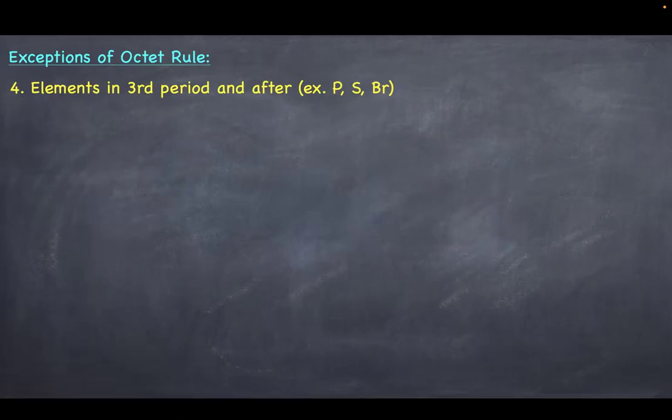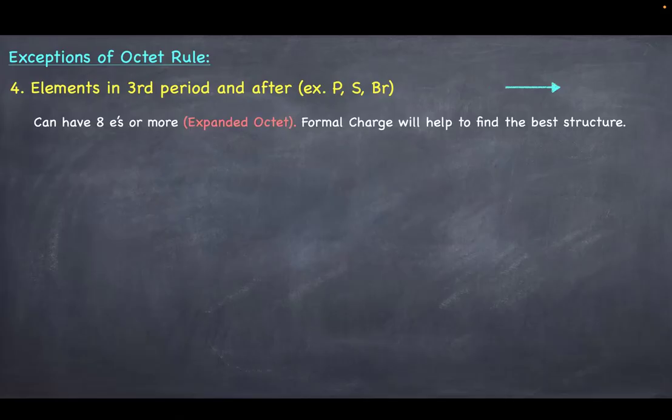And at last, we said the elements that belong to the third period or after, something like phosphorus, sulfur, bromine, can have either 8 electrons, meaning a complete octet, or they can have more. If they have more than 8 electrons, we call it an expanded octet. And formal charge is something that can help you find the best structure, especially for these elements in the third period and after.